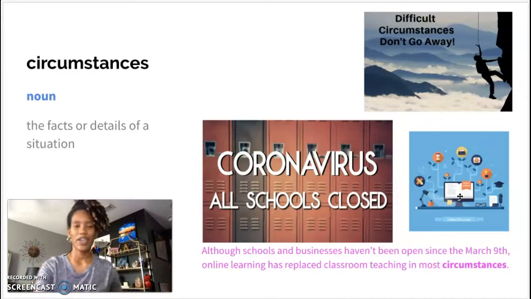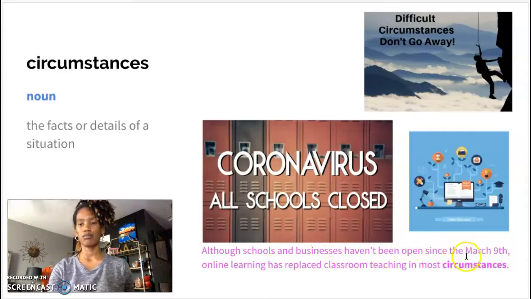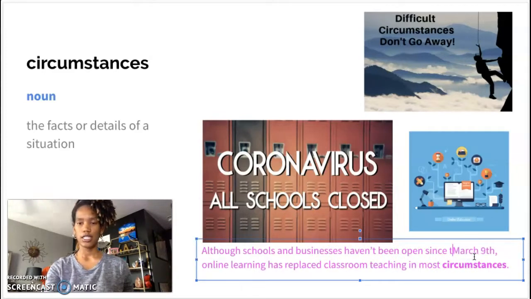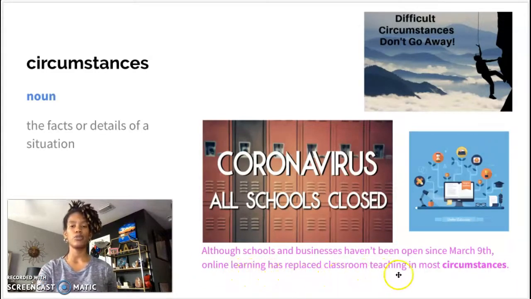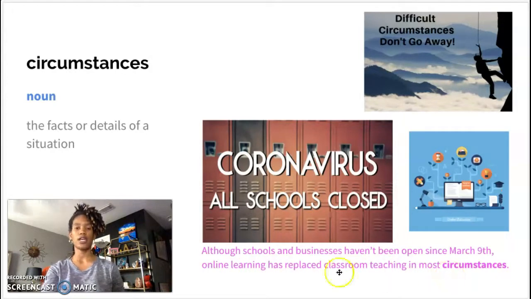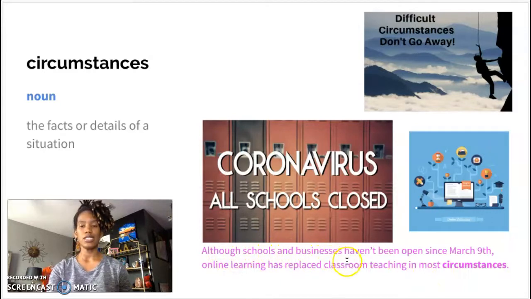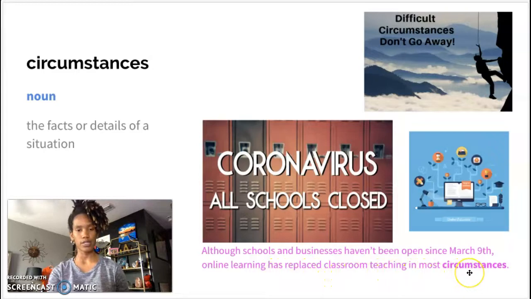There we go. Okay. So it says all those schools and businesses haven't been open since March 9th. Online learning has replaced classroom teaching in most circumstances. I'll read that one more time. Although schools and businesses haven't been open since March 9th, online learning has replaced school teaching in most circumstances.